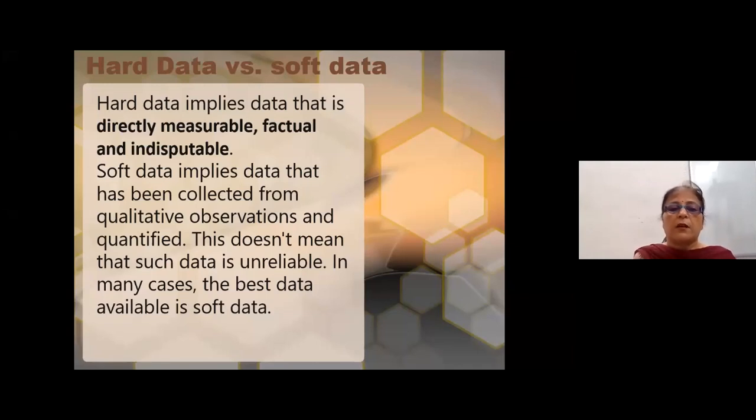And soft data implies data that has been collected from qualitative observations. His performance has improved. Earlier, he used to behave like that, but now his behavior has changed. His knowledge has increased, skill has increased. That doesn't mean that such data is unreliable. Both kinds of data are reliable. The hard data is reliable, and soft data is also reliable. And in many cases, the best data available is the soft data, which is observations and other things.